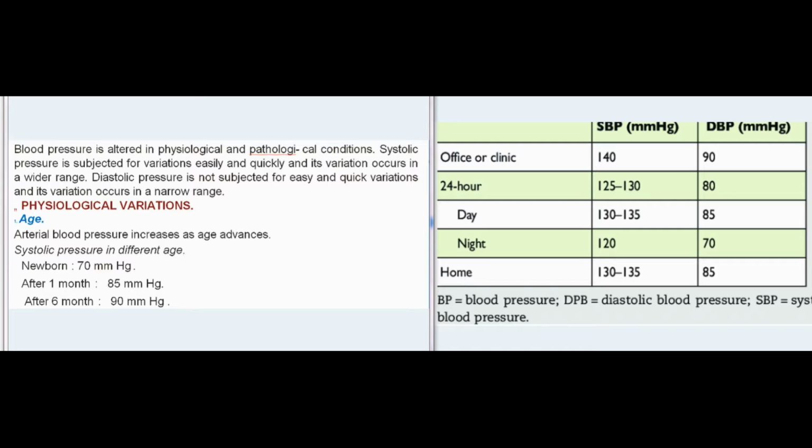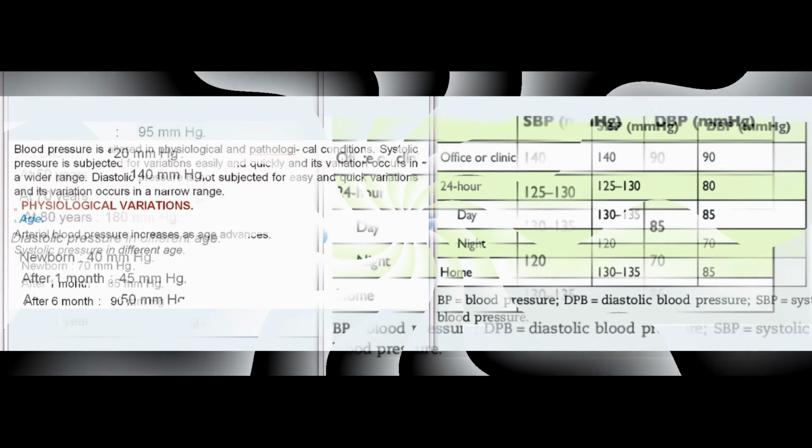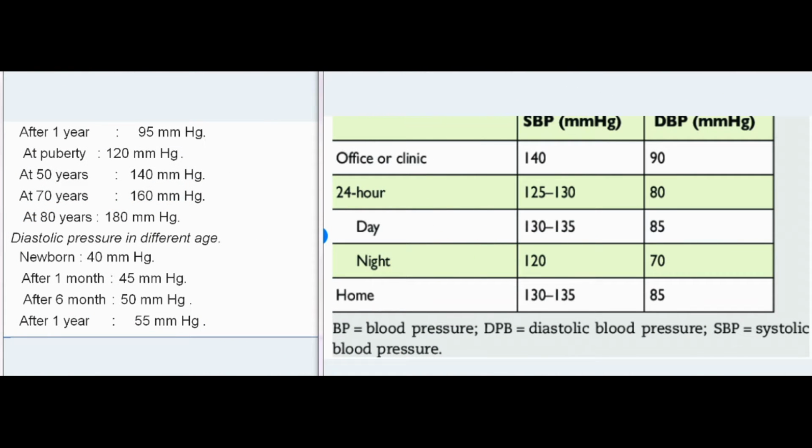Systolic pressure in different age. Newborn, 70 mm Hg. After 1 month, 85 mm Hg. After 6 months, 90 mm Hg. After 1 year, 95 mm Hg. At puberty, 120 mm Hg. At 50 years, 140 mm Hg. At 70 years, 160 mm Hg. At 80 years, 180 mm Hg.